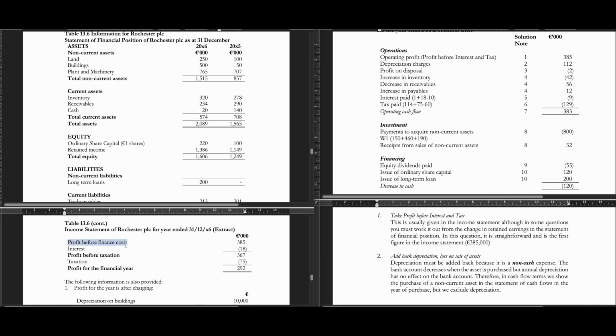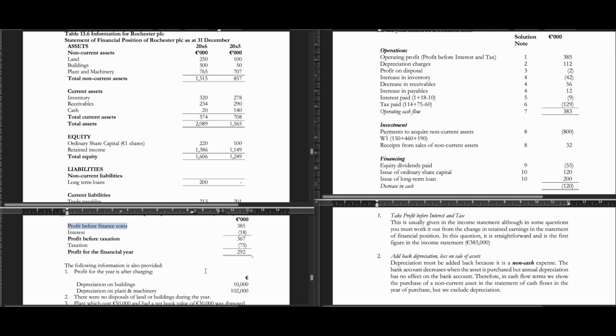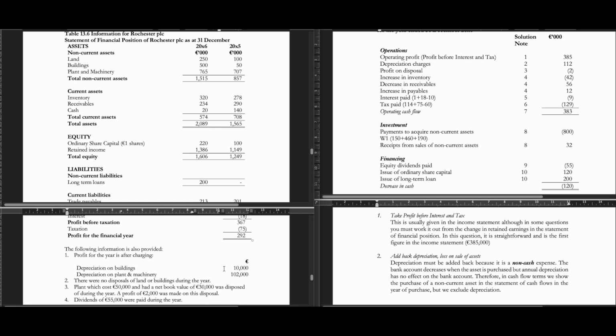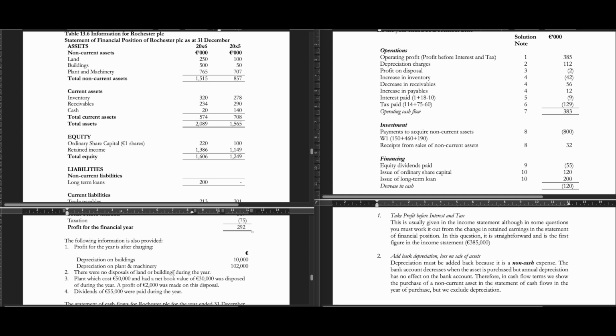We're given profit before finance costs, interest, which is finance costs, profit before taxation, tax, and profit for the financial year. We're also given some extra information here about depreciation. There were no disposals of land or buildings, but there was a disposal of plant, and we'll have to look at that later on. A profit of 2,000 was made on this disposal, and dividends of 55,000 were paid during the year.